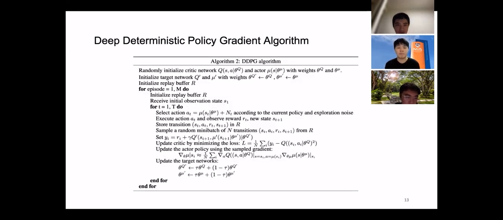Here is the whole algorithm. It's quite straightforward. One key part is selecting action a_t, which is the noise sampling part. The other part is setting y_i equal to r_i plus something, which is the target network part. And the last two lines of the algorithm are the update of the target network.